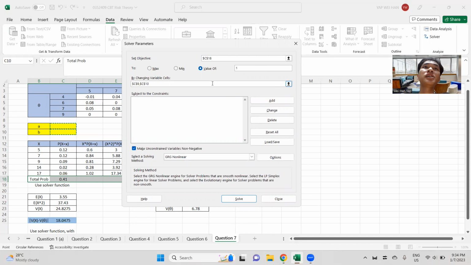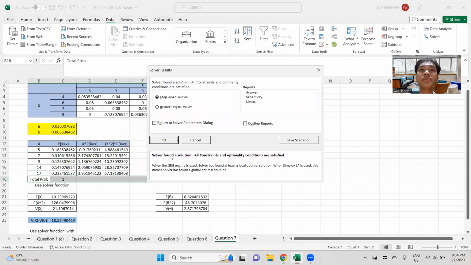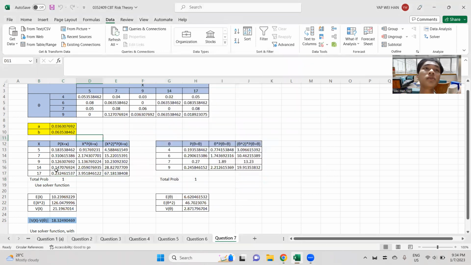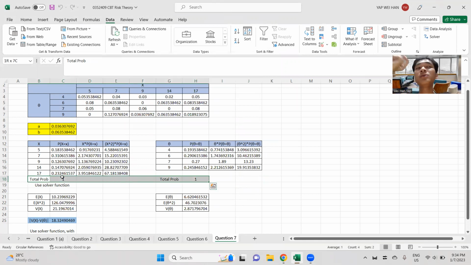So which cell should I change? I should change my A and B, because my end motive is to get A and B, so I can relate them to the question. Just solve the equation right now. They found a solution. So now for this problem, it's solved. My probability equals to 1.